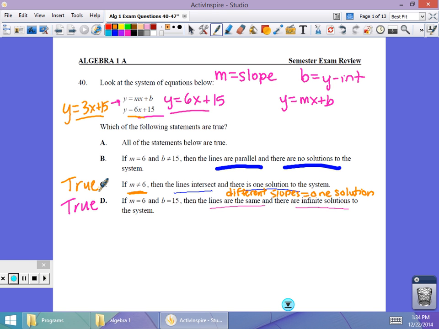For B, if m equals 6 and b does not equal 15, then the lines are parallel and there are no solutions. So they have the same slope here. This will be y equals 6x, and a number other than 15, I'm going to say 10. Since they have the same slope, they are never going to intersect. So this is also true. So since B, C, and D are true, that makes our answer A.